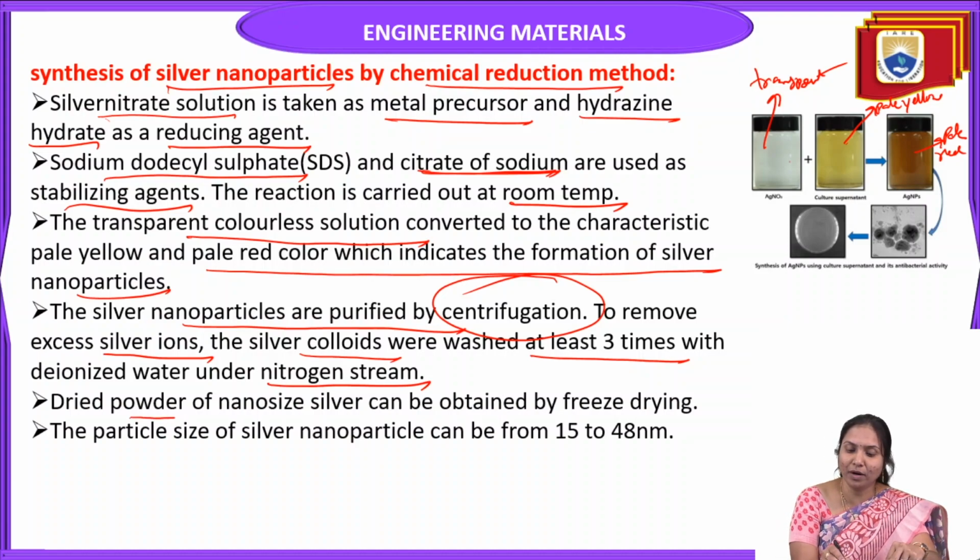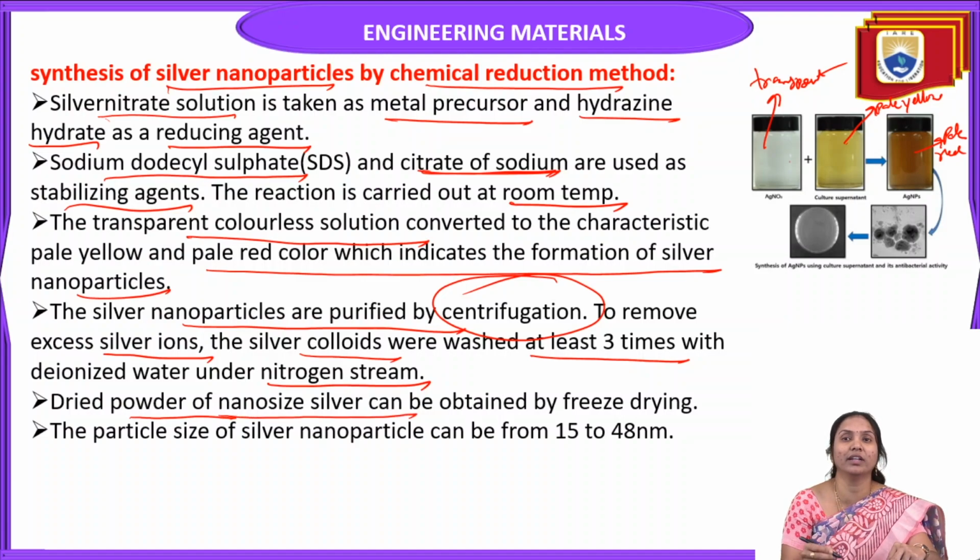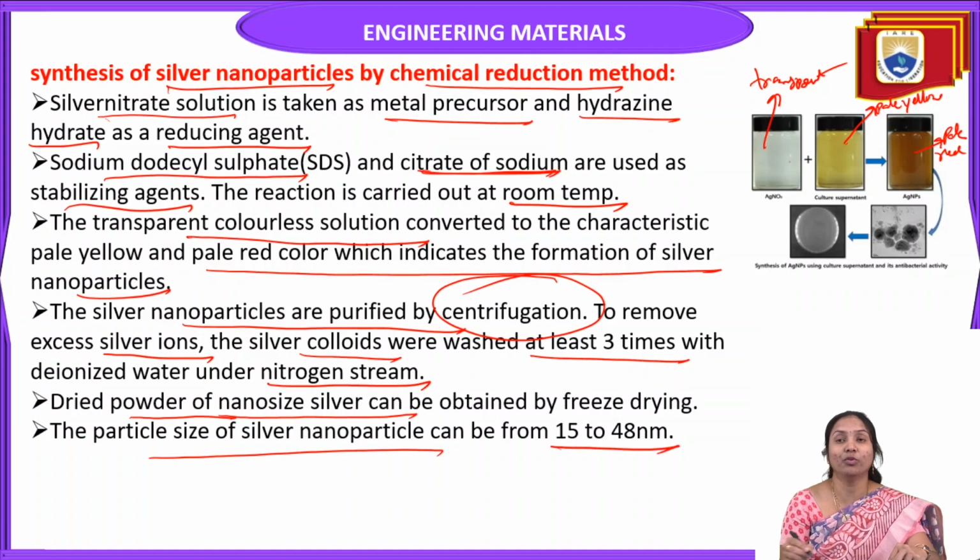The dried powder of nano-sized silver can be obtained by freeze drying. Here the particle size of the silver nanoparticles can be from 15 to 48 nanometers. So in this way we can synthesize silver nanoparticles by chemical reduction method.